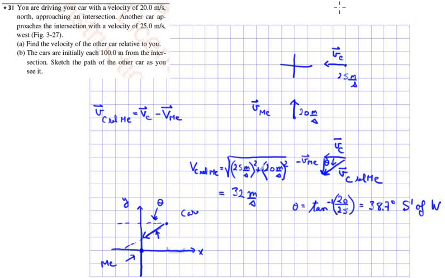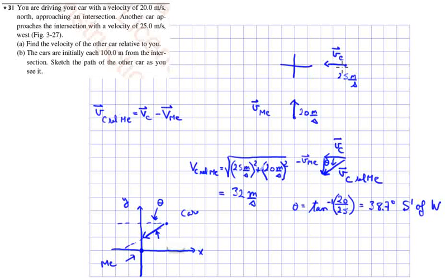Problem 31, end of chapter 3. You're driving your car with a velocity of 20 meters per second north. This vector right here represents that. Approaching an intersection. Here's the intersection. Another car approaches the intersection with a velocity of 25 meters per second west. This is the other car.